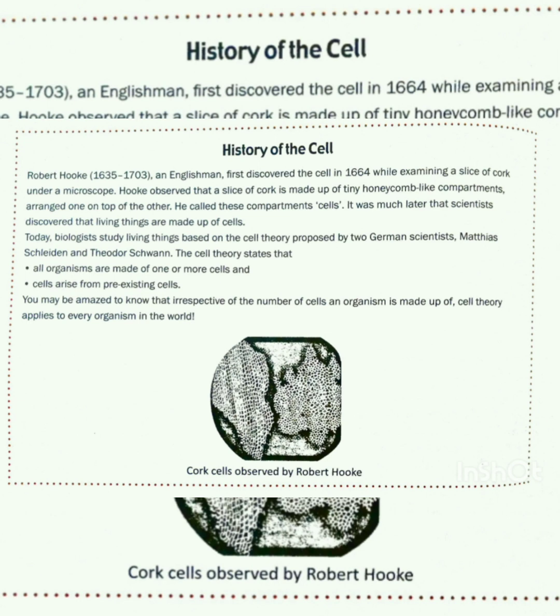After that, scientists discovered that all the living organisms are made up of cells. Today, the cell theory that we are following was proposed by two German scientists, Schleiden and Schwann. According to this theory, all the organisms are made up of one or more cells. If it is unicellular, then one cell, and if it is multicellular, then many cells. And the next point is, all the cells arise from pre-existing cells. Irrespective of the size of the organism, this cell theory is applicable to each and every organism in the world.